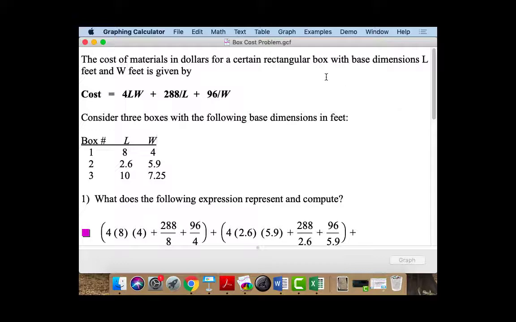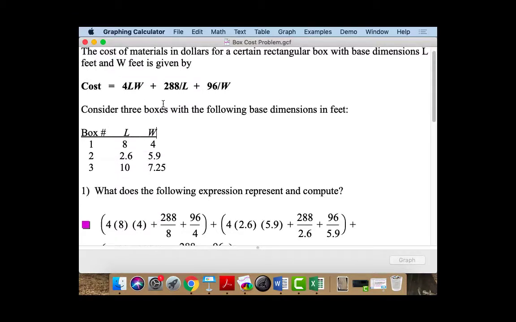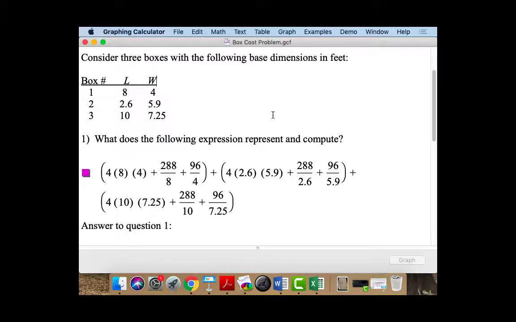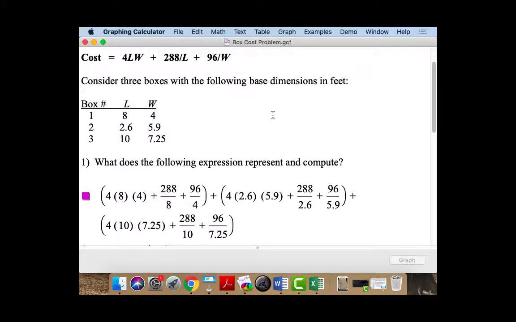So the cost of materials in dollars for a certain rectangular box with base dimensions L feet and W feet is given by this. So this expression right here is just a formula. It's not a function because I don't have a dependent variable. It just says cost equals 4LW plus 288 over L plus 96 over W, wherever that came from, probably simplified from the cost of the materials on different sides of this and whatnot. So if I look at this with respect to various boxes, I get that right on the top of the screen: 4LW plus 288 over L plus 96 over W.